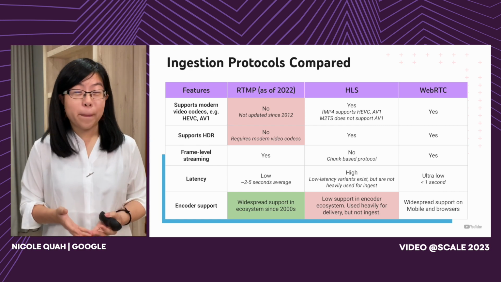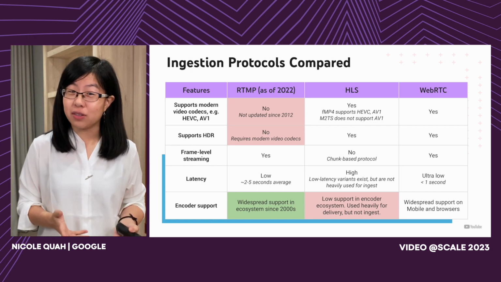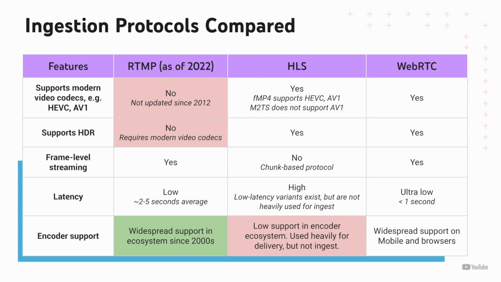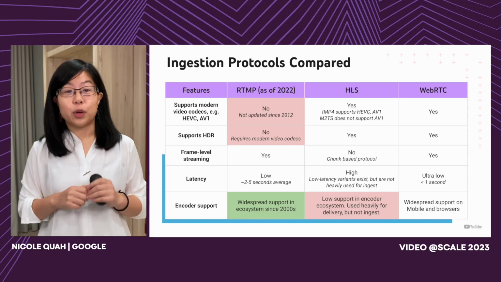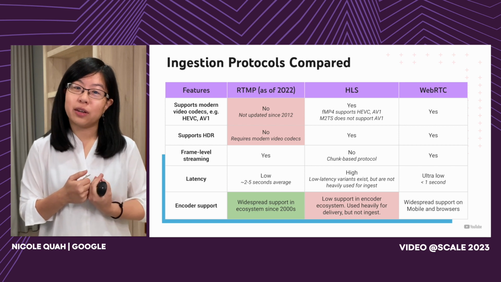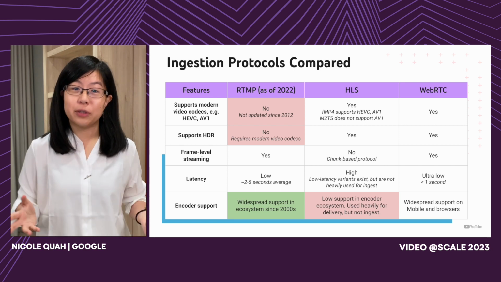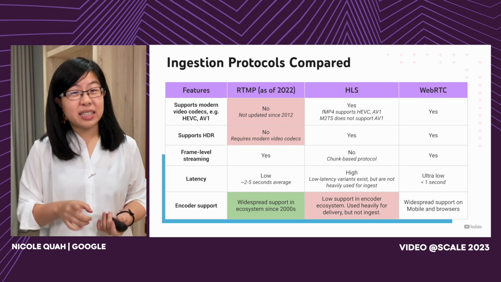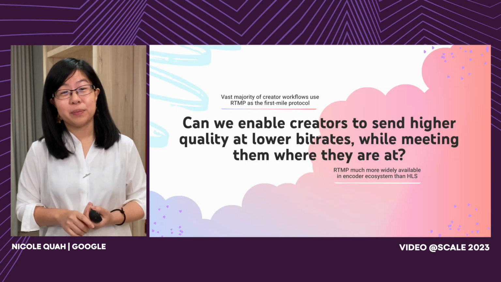But as I mentioned, ingestion protocols have pros and cons. HLS has some downsides. It's a high latency protocol, and because it's chunk-based, it can reduce ingestion reliability under poorer network conditions. But most importantly, although it is used heavily for delivery, it's actually not widely available in the encoder ecosystem for ingestion. So we wanted to make creating high-quality content at lower bit rates accessible to creators, but HLS didn't really solve our problem.